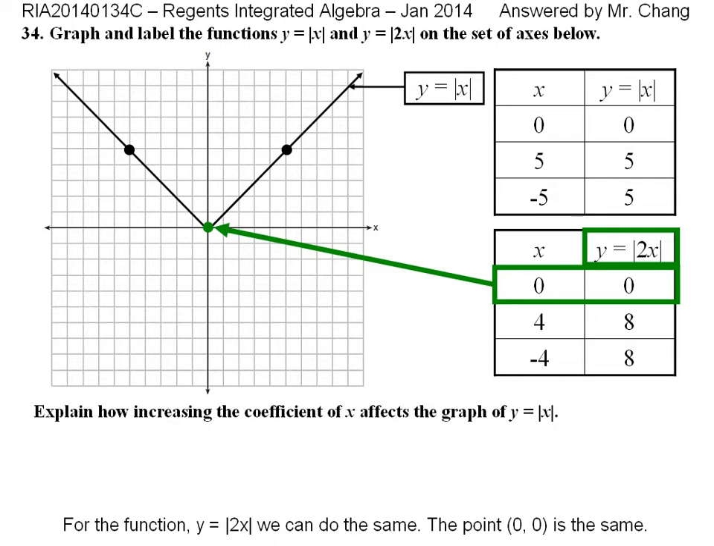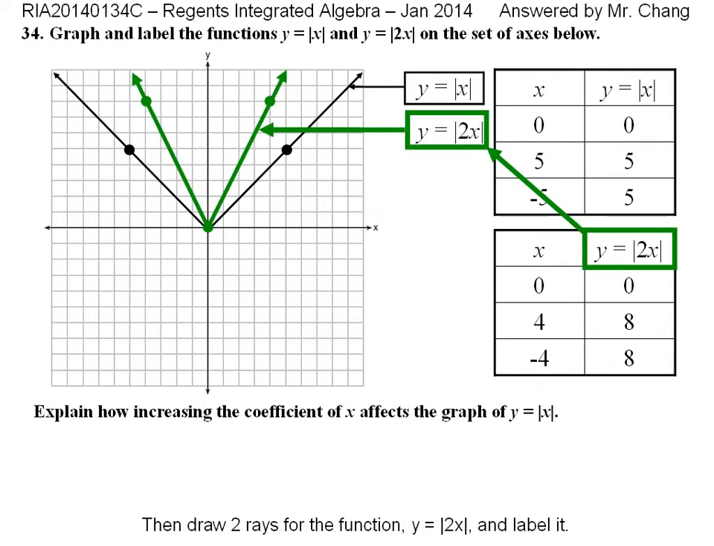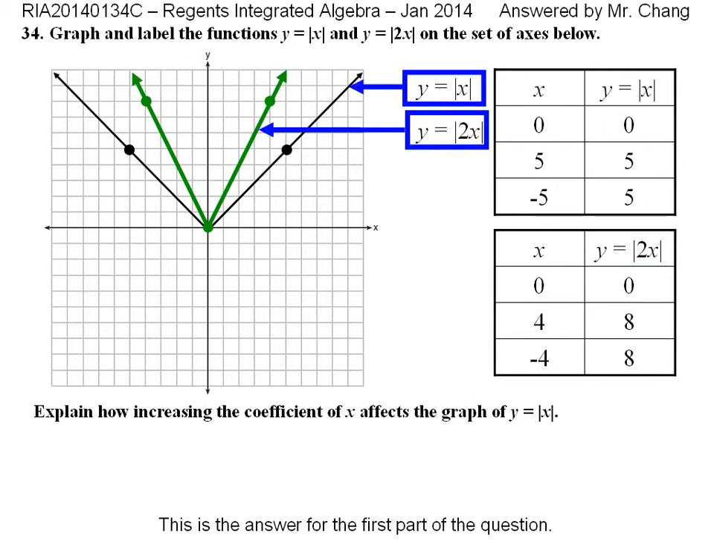The point 0, 0 is the same. The y equals 8 when x equals either positive or negative 4. Then draw two rays for the function y equal to the absolute value of 2x and label it. This is the answer for the first part of the question.